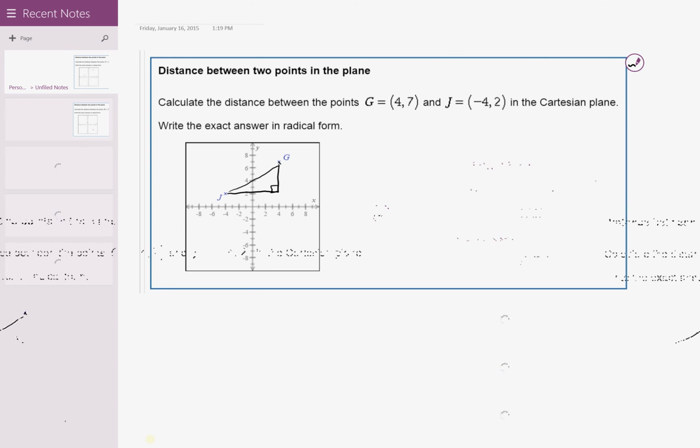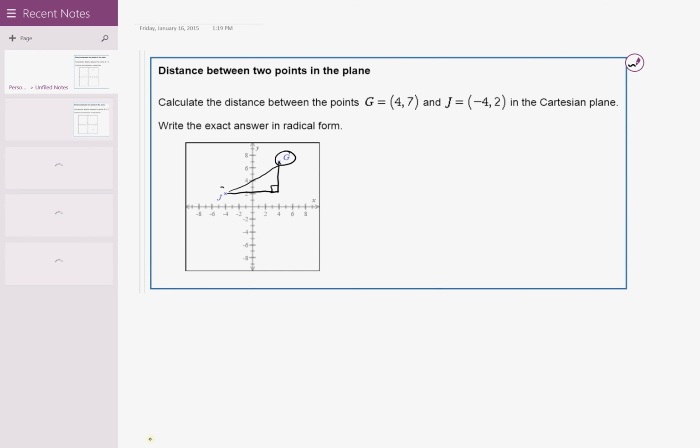Now, these little cross marks here are not x's. Those are just there to mark the points. So I'm given that I have a point 4, 7, which is this one right here, and a point that is negative 4, 2, which is right here.